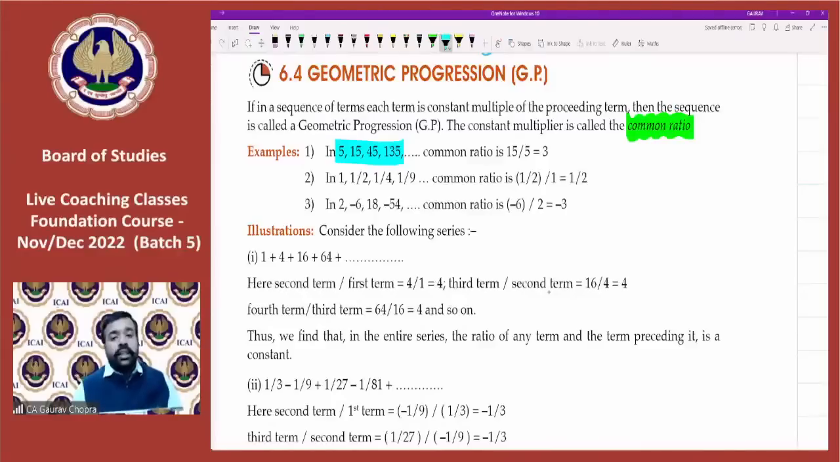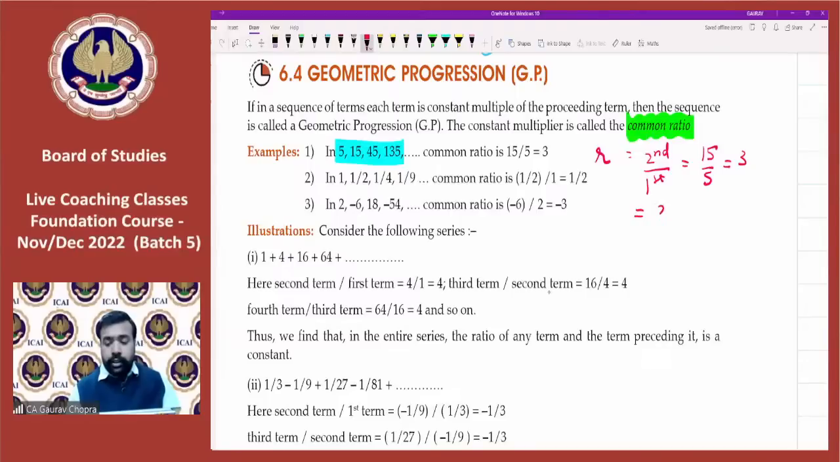Like we are having the series 5, 15, 45, 135, and so on. If we have to calculate the common ratio, it will be denoted by R, and it can be calculated as second term upon first term, second term divided by first term. So it will come 15 divided by 5, that is 3. So 3 becomes the common ratio.